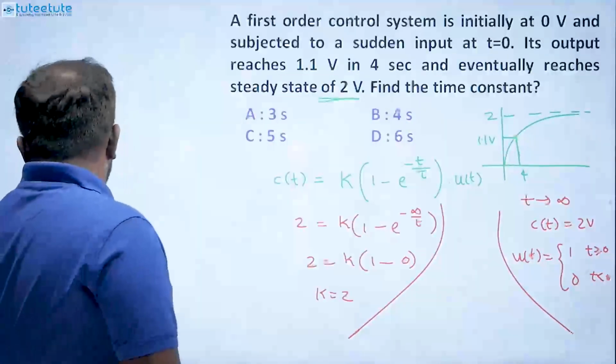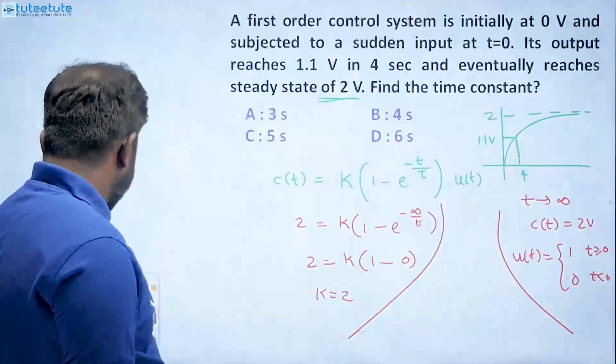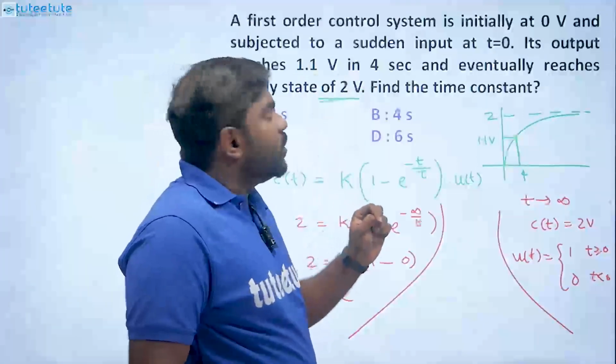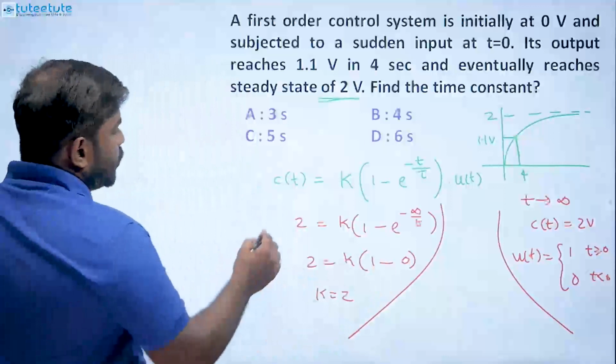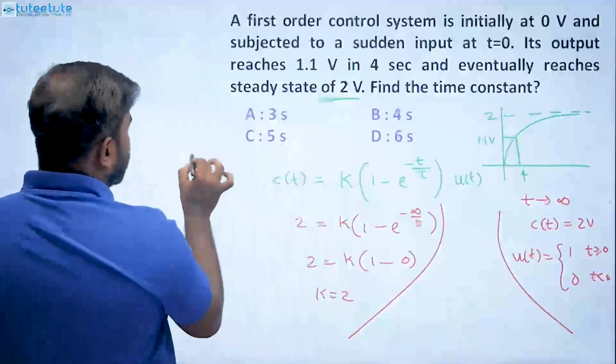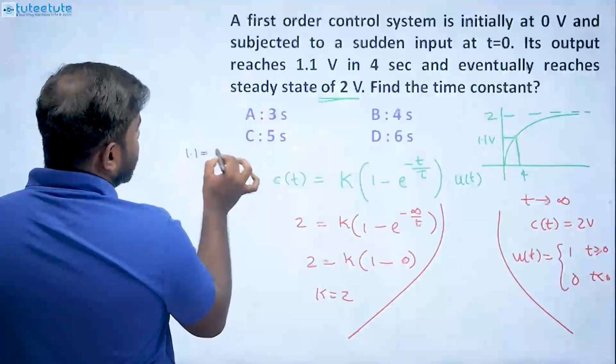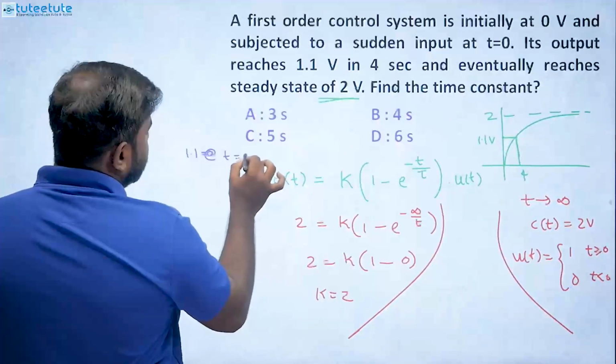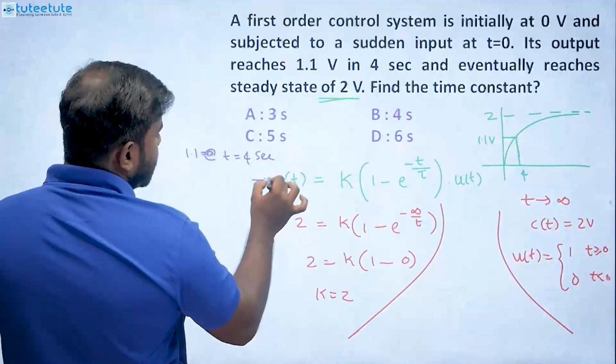Now, the second portion says it gives an output that reaches 1.1 volt in 4 seconds. So your C of t is nothing but 1.1 volt at t equal to 4 seconds. So substitute in this general expression.